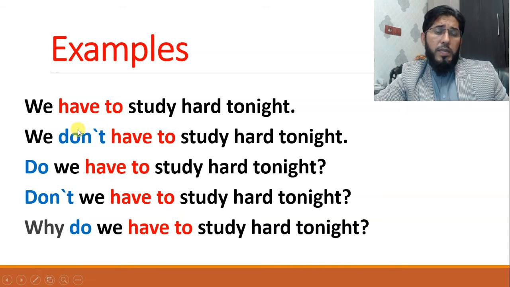And if you want to make a negative sentence, use the principal auxiliary don't in negative form, and then have to, and then main verb in base form. We don't have to study hard tonight.